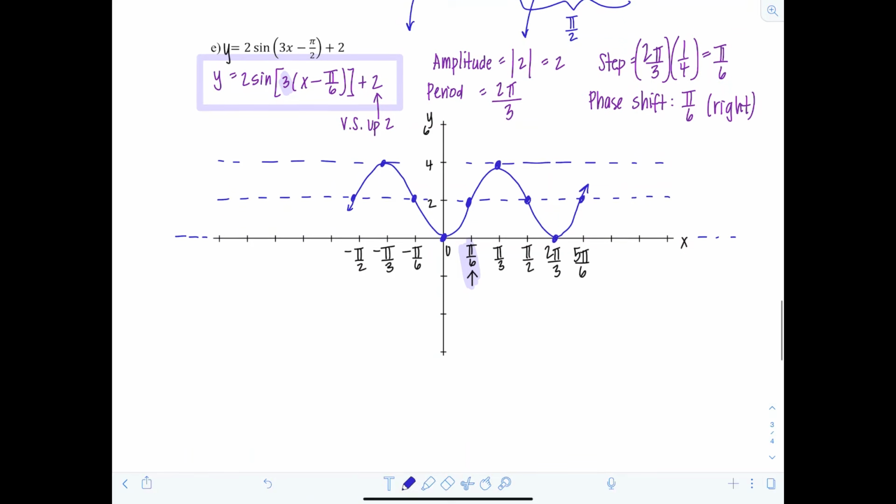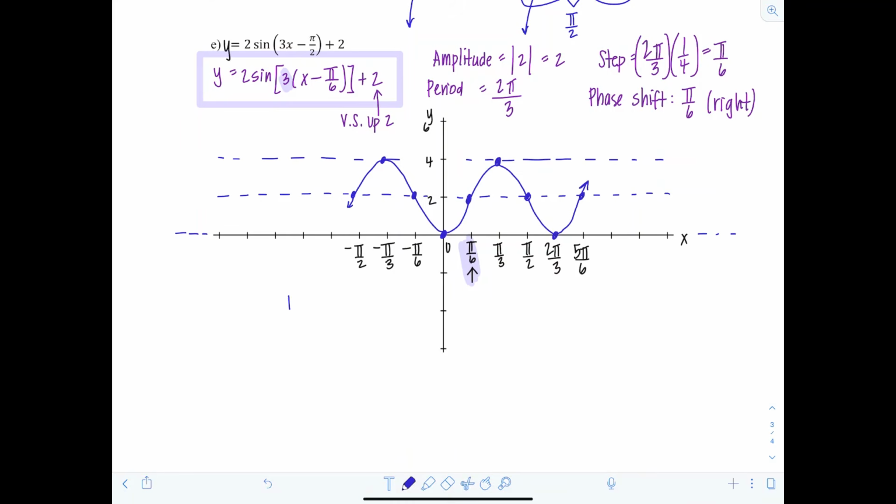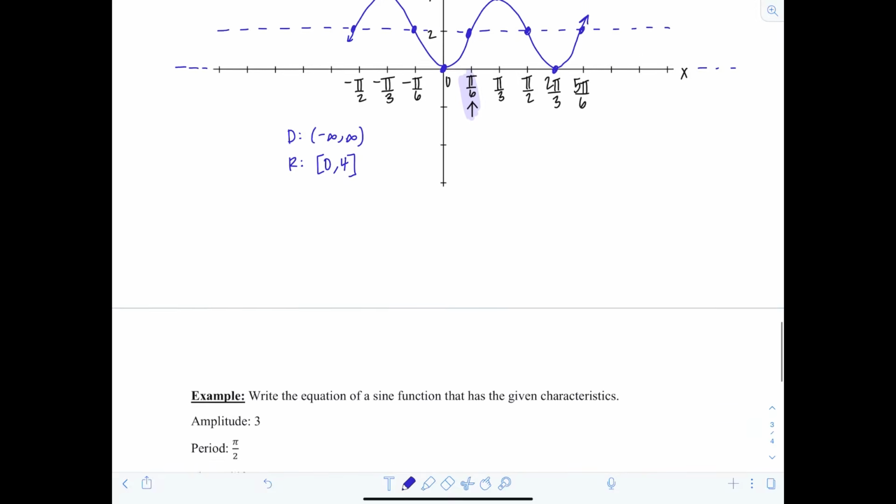Okay, let's list the domain and range. What's the domain? Yes, it's all real numbers, negative infinity to infinity. And how about the range? What's the smallest y value that you see? It's 0, and the largest is 4. Perfect. Looks good.